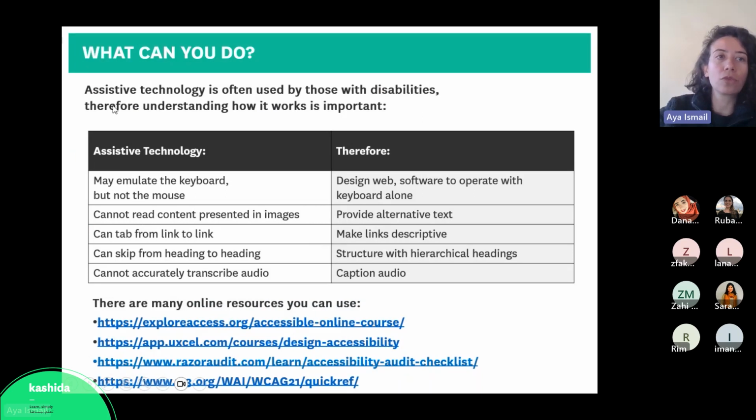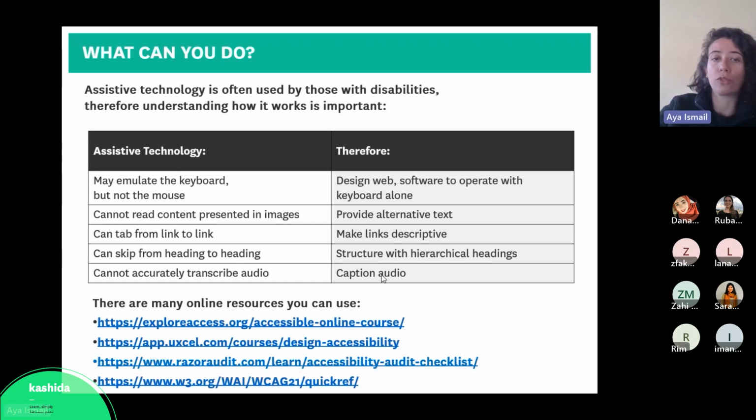So we need to consider that assistive technology is being used, and therefore we need to emulate the keyboard, basically consider that people are using a keyboard. We need to remember that some people cannot read content presented in images, so we provide alternative text. Assistive technology can tab from link to link. So if they click tab, it's easy for them to jump from one link to another, but we need to make the links descriptive. They can skip from heading to heading, but we need to make the structure clear, to say heading level 1, heading level 2, so they know how they're moving.